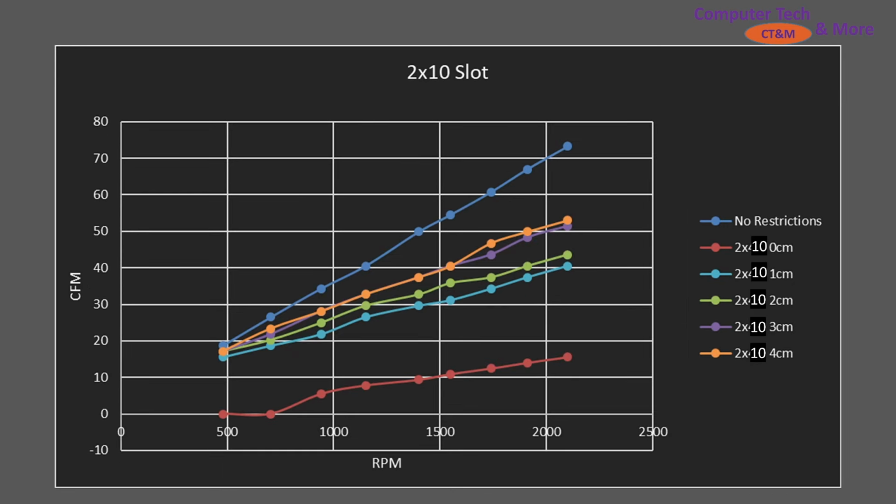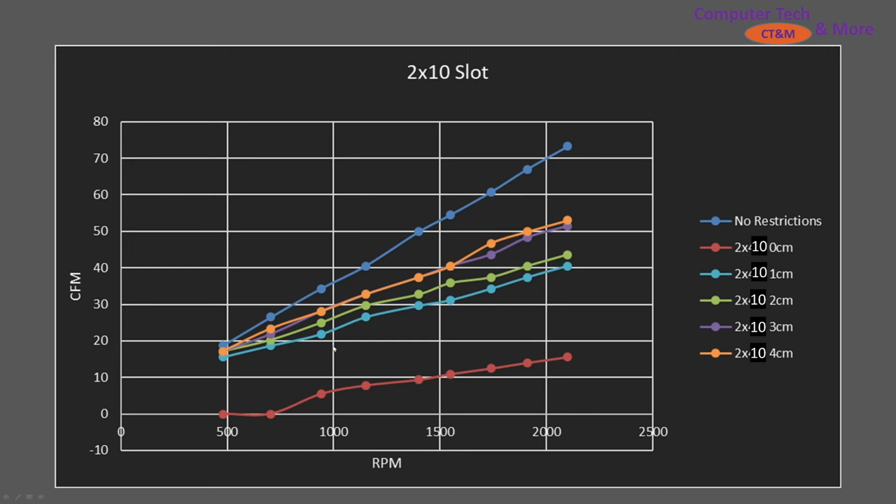Okay, so now we have a fixed slot size, the 2x10, and we're varying the distance. Those are the different colors: 0, 1, 2, 3, 4. At no distance, piss poor performance, you don't want that. Period, end of story. Do whatever you can to get yourself any amount of distance, because just bumping it up to 1 centimeter greatly improves performance.